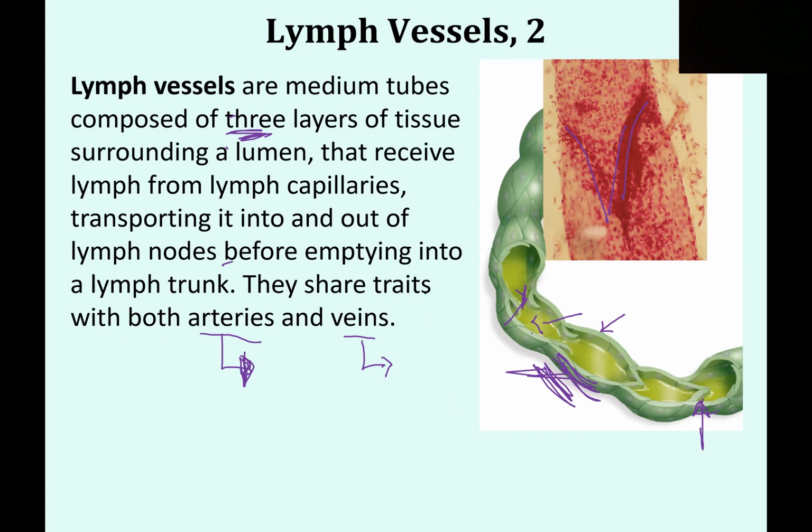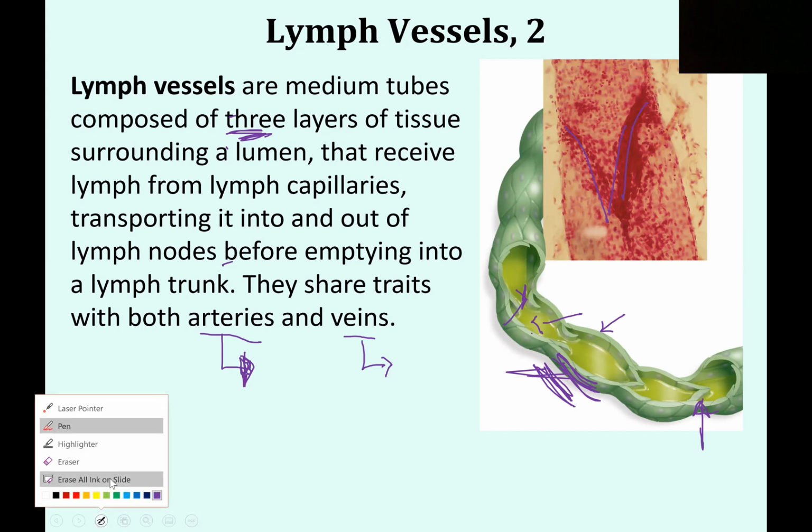Now, we will identify the 3 layers of tissues when we do the blood vessel chapter, which is 20, and that will be in the next unit. So these are going to be the medium size, probably the most numerous vessels. Now, you're going to see the use of the terms afferent and efferent.